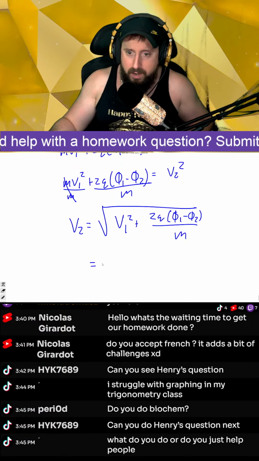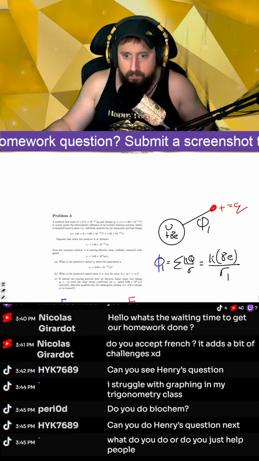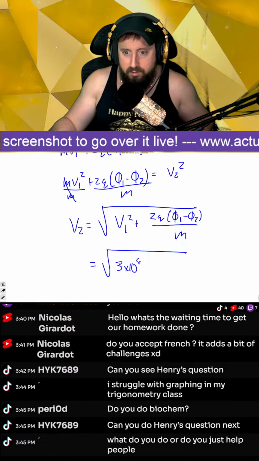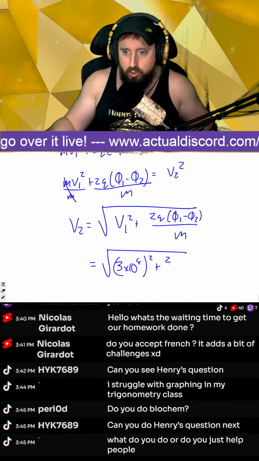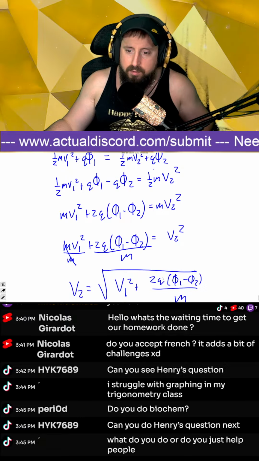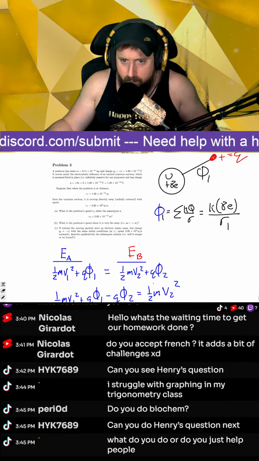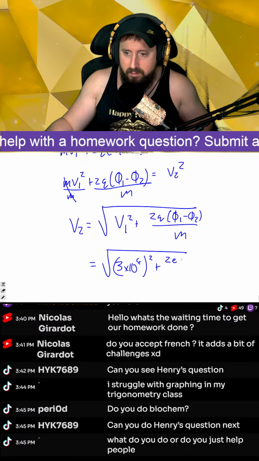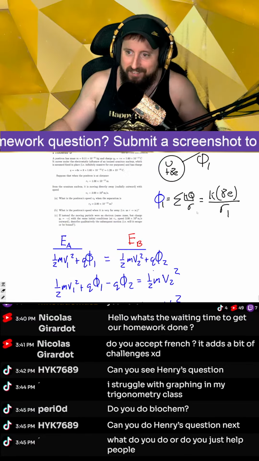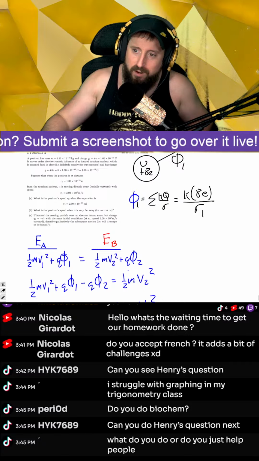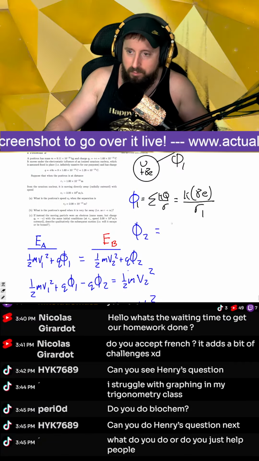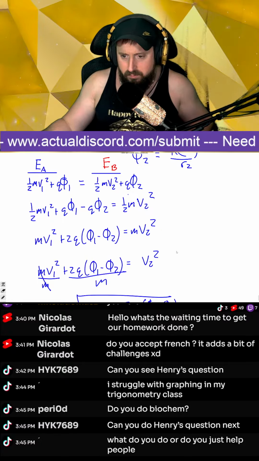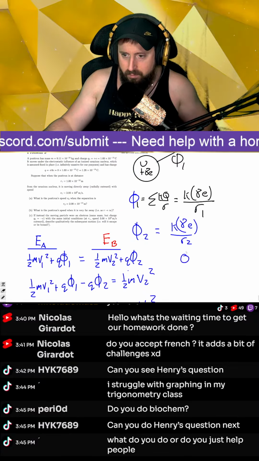Okay, so now you just plug some numbers in. V1 is 3 times 10 to the 6, so 3 times 10 to the 6 squared plus 2, and this is going to be the charge of the positron, which is just e. So I'm going to say 2e. And now I got to figure this out. This is kind of annoying. So if phi 1 is equal to this, phi 2 is equal to kQ over R2. So phi 1 minus phi 2.